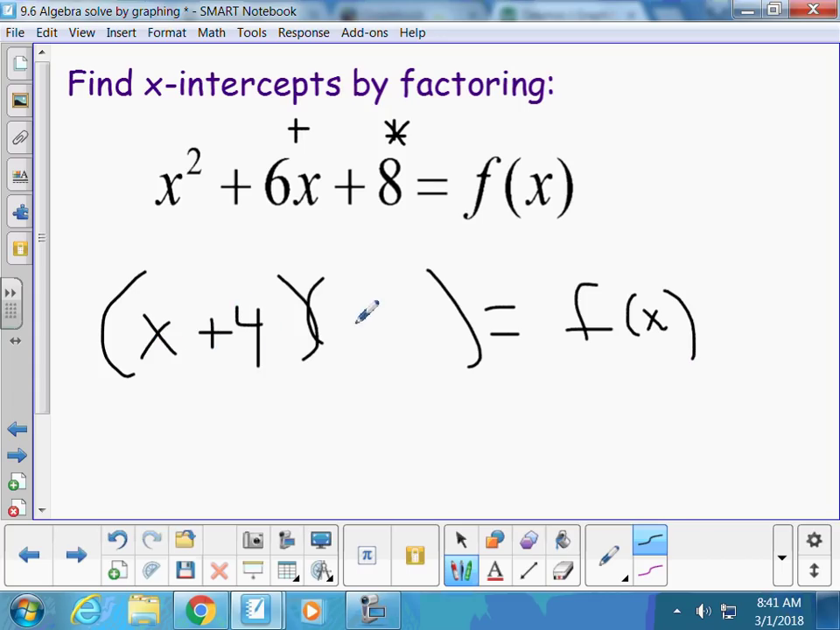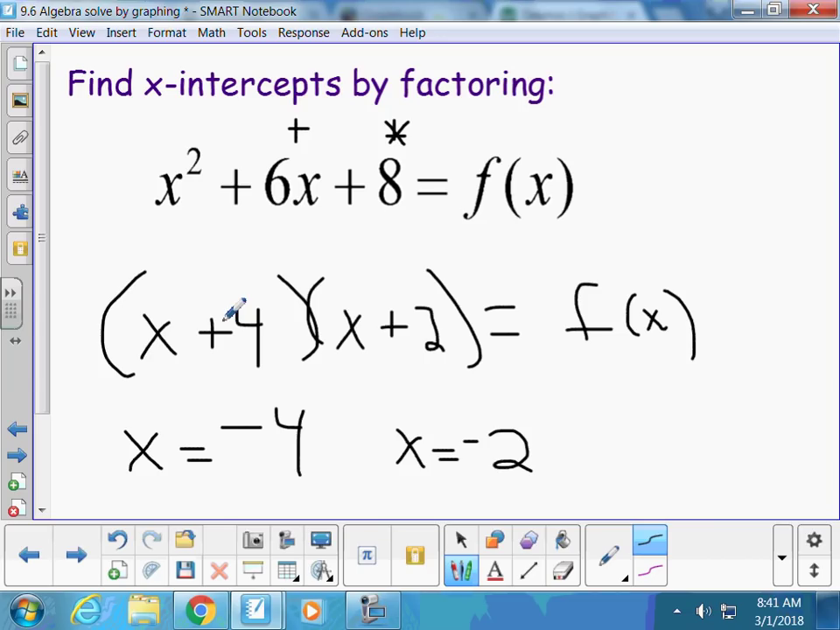+4 and +2. And that makes the solutions -4 and -2, because those are the numbers that when placed in for x would cause these to be 0, okay? Because zeros and intercepts are the same thing.